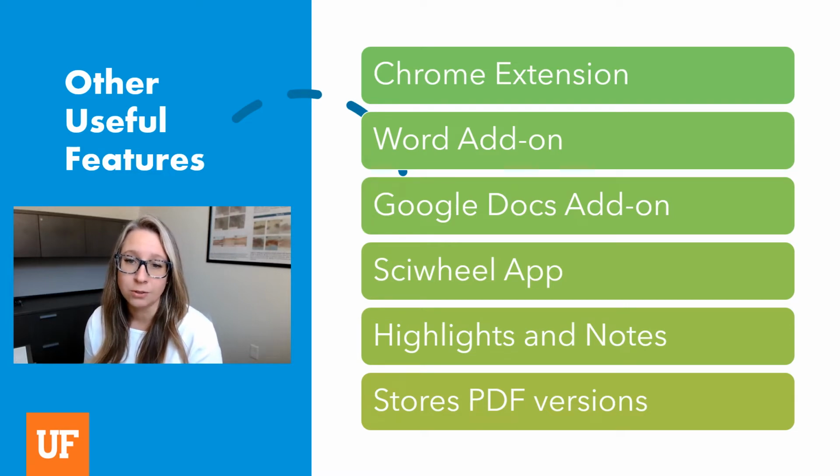You can also download the Sciwheel app from the App Store and Google Play. This app helps you easily save references on the go. You can add notes to web pages or PDFs and work seamlessly across any computer, phone, or tablet. Other useful features that I like are the ability to highlight important information within the articles and web pages and add notes on the article where needed. Sciwheel also stores the PDF version, so there's no need to always go to the journal website.